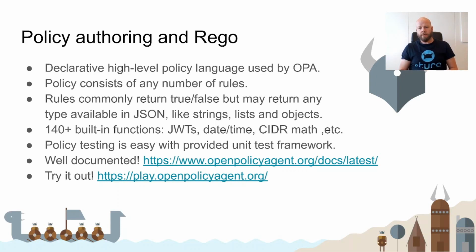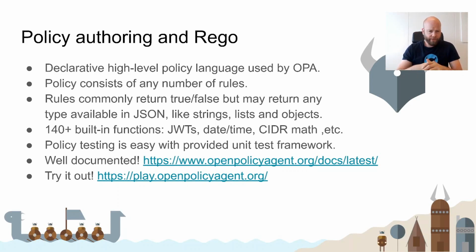So a policy is, again, just a set of rules. It's any number of rules combined into a single policy. And these rules can return any value which is valid JSON. So that could be strings, it could be lists, booleans, and so on.